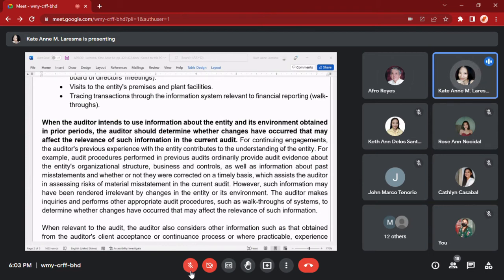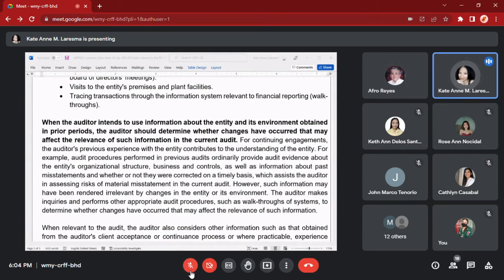So, for continuing engagements, the auditor's previous experience with the entity contributes to the understanding of the entity. For example, previous audits ordinarily provide audit evidence about the entity's organizational structure, business and controls, as well as information about past misstatements and whether or not they were corrected on a timely basis, which assists the auditor in assessing risk of material misstatement in the current audit. Siyempre, ang mga audit ng auditor ay nakakadagdag ng understanding sa entity. Even the owner itself, nakikita ang benefits niyan kasi hindi naman lahat ng area ay expertise ni owner. So, mag-hire siya ng professionals, magwe-welcome siya ng auditors, siyempre to increase credibility.